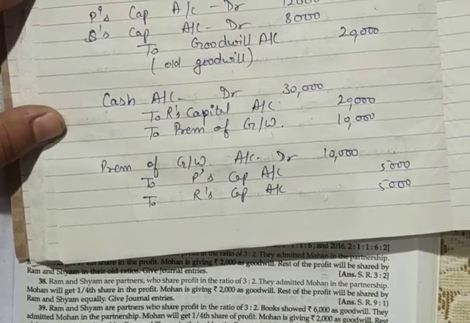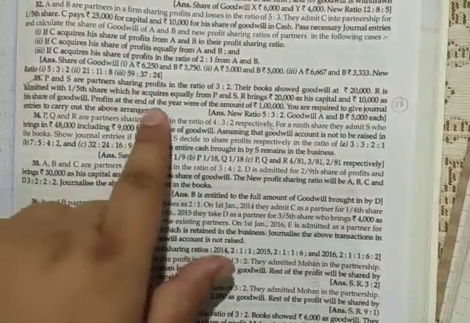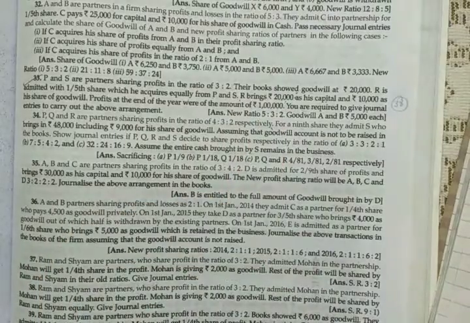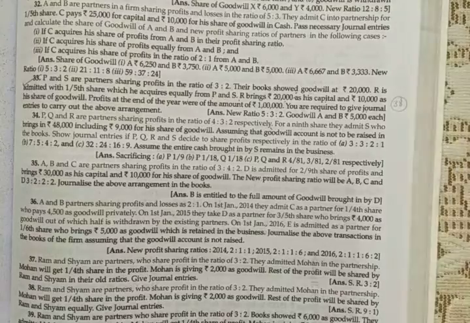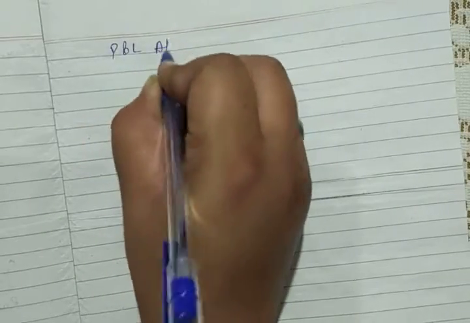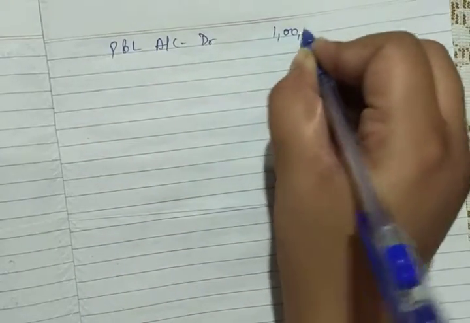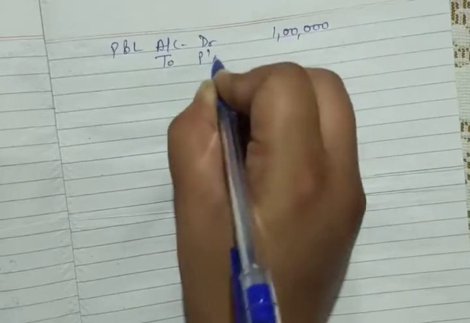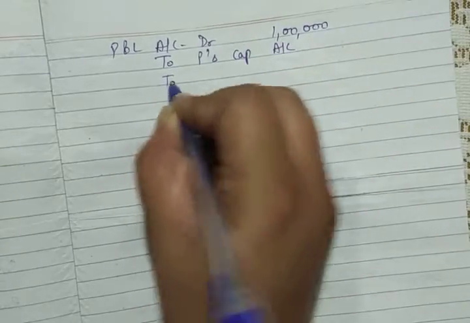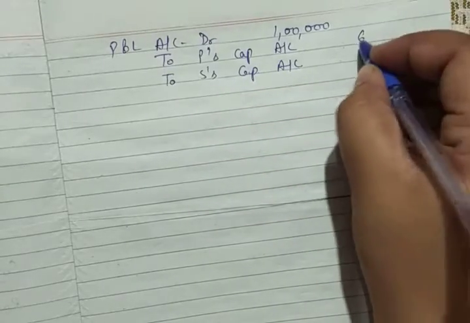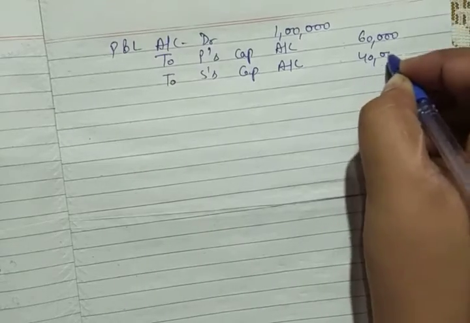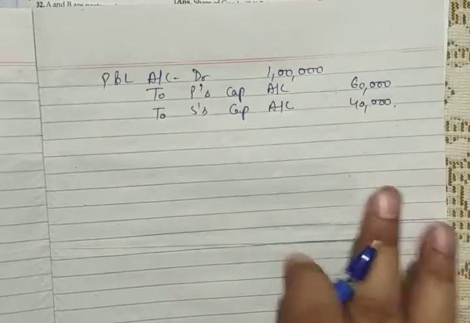All right. After this, it is given in this question that profit at the end of the year amounted to 1 lakh rupees, and this profit is also to be given in the old ratio because this belongs to the old partners. So we will give it in the old ratio. For that, we will write P and L account debit with 1 lakh rupees to P's capital account and to S capital account. That too in the ratio 3:2, and this will become 60,000 for this and 40,000 for this. I hope you get this question. This is how the profit is distributed.